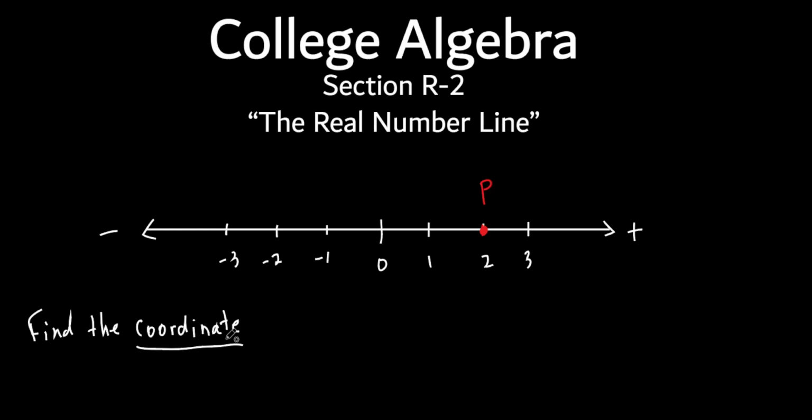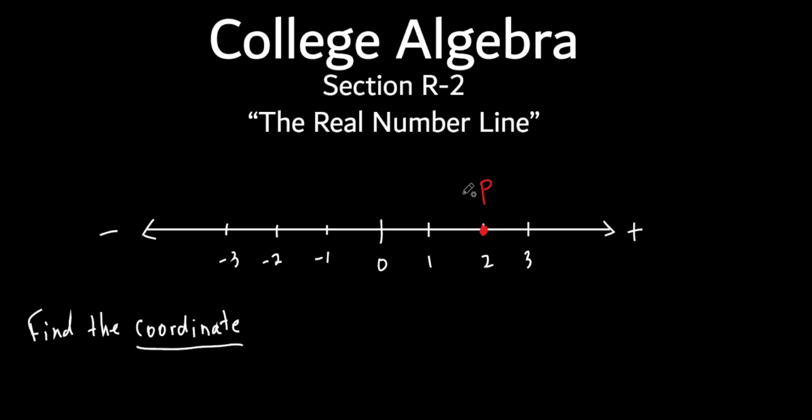So the word coordinate's used for a lot of different things, like GPS, right? What are your coordinates, right? You can actually plug it in there and find your latitude, longitude. That's your coordinates, right? People use the word coordinate quite often, more often than you would think, all right? So find the coordinate. That means where on the number line is that point located?